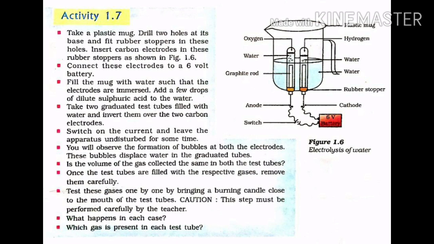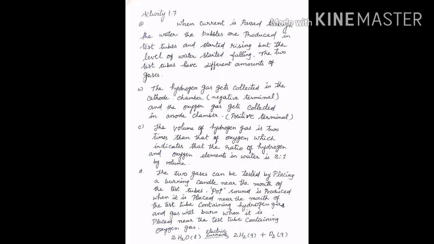in each test tube. When electric current is passed through the water, bubbles are produced in the test tubes and start rising, but the level of water starts falling. The 2 test tubes have different amounts of gases. The hydrogen gas gets collected in the cathode and the oxygen gas gets collected in the anode. The volume of hydrogen gas is 2 times that of the oxygen, which indicates that the ratio of hydrogen and oxygen elements in water is 2:1 by volume.